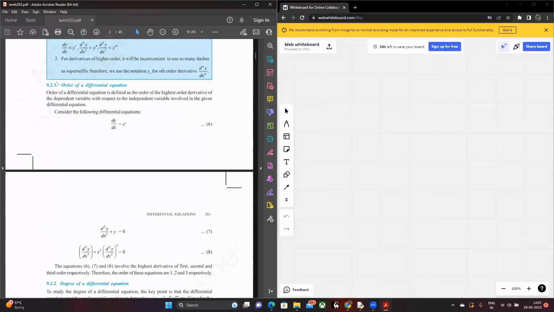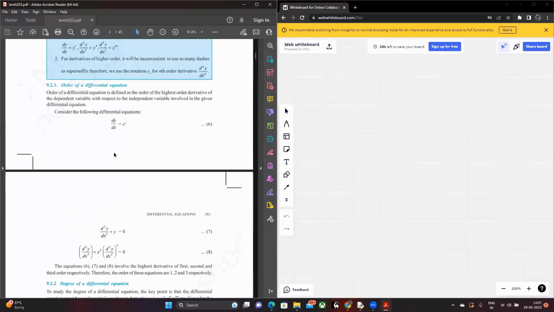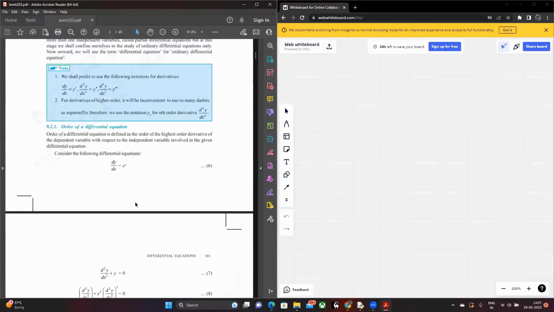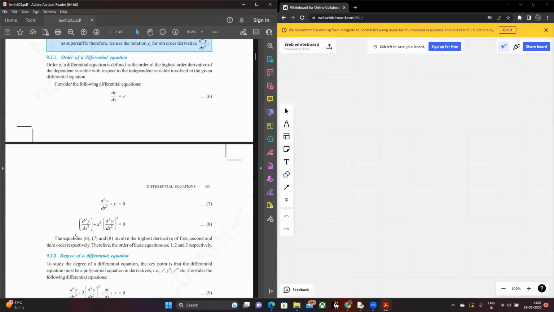Here, first thing, you figure out what the order of a differential equation is. The order is basically the highest power of this dy by dx term. No, it's the highest degree to which y is differentiated. That is the order. The degree is the power to which this highest order term is taken.